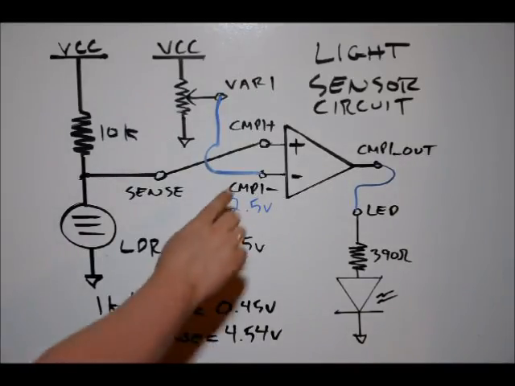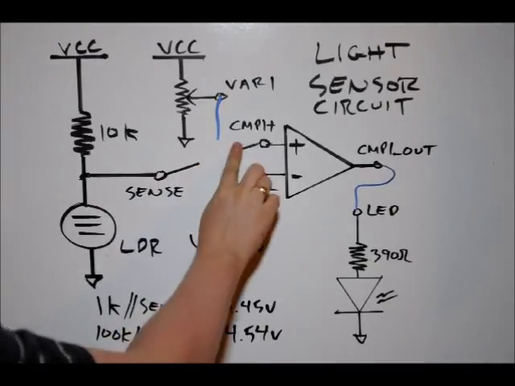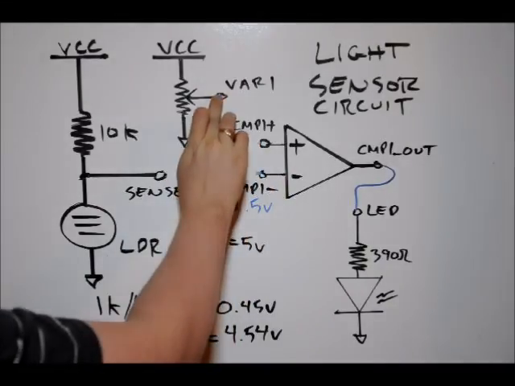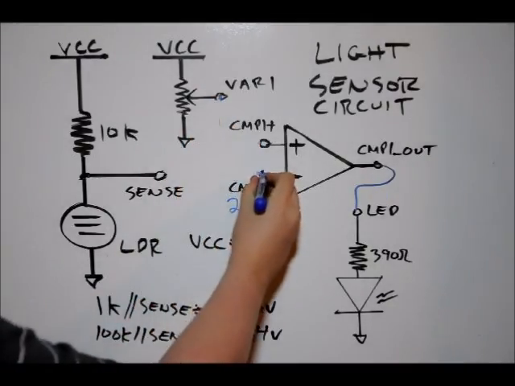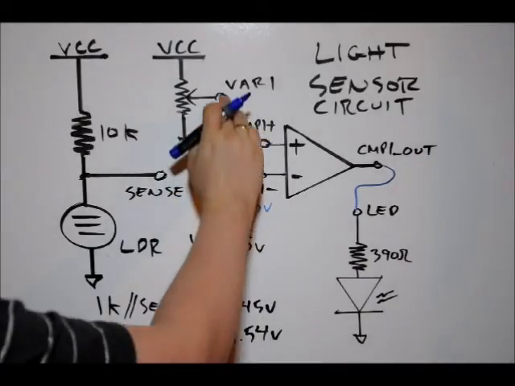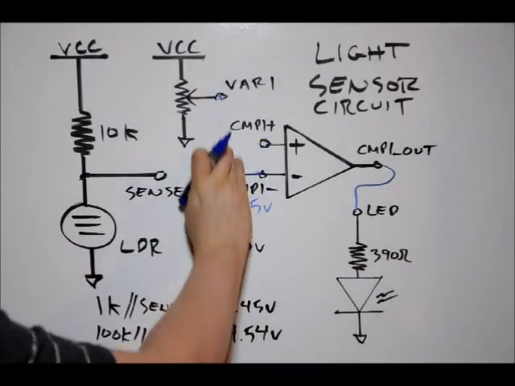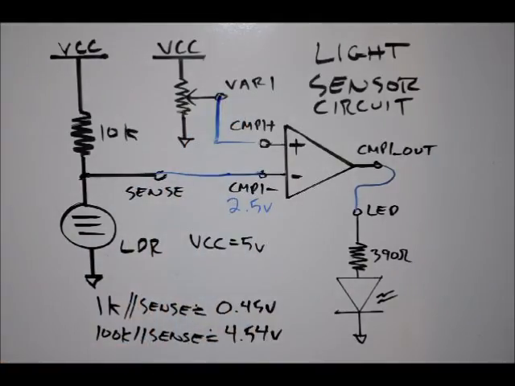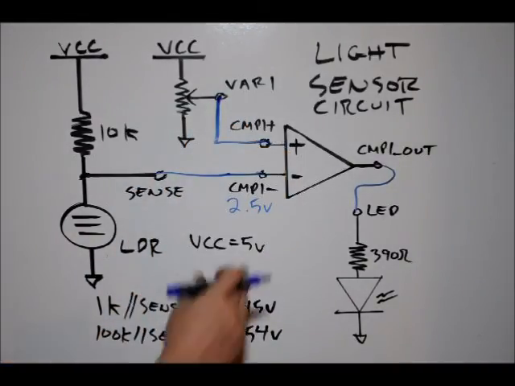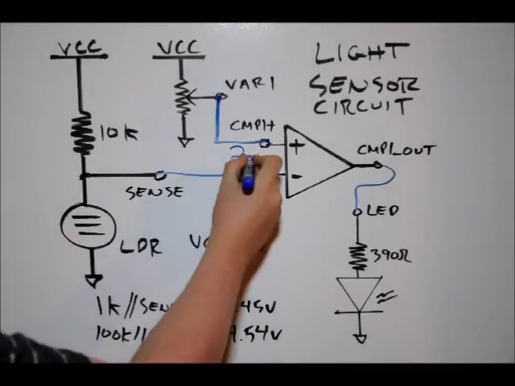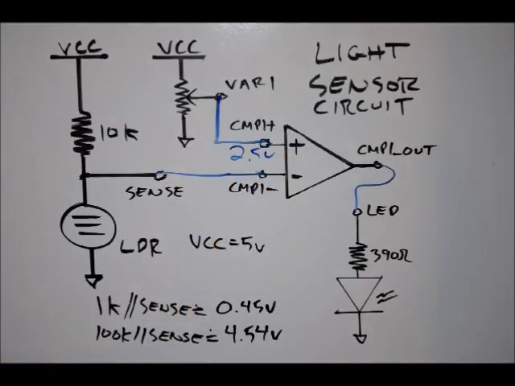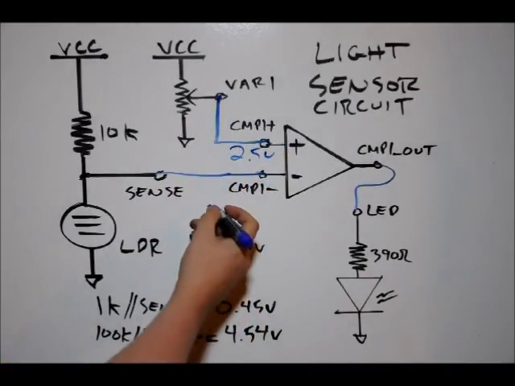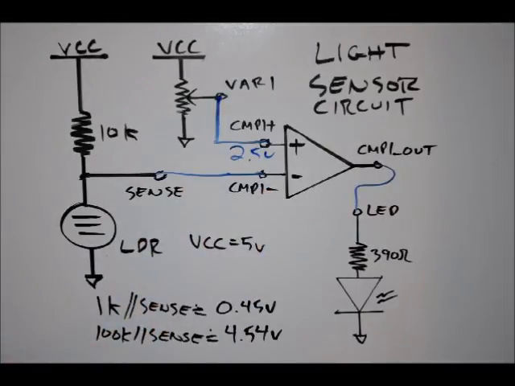However, what if we do this? Let's shake things up. So what have we done? We've reversed our operation. Now we've got 2.5 volts on our positive, and now we've got our sense line going to our negative.